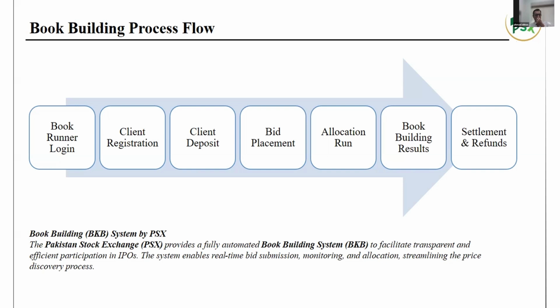See, so we give the system to the book runner, who is basically also the consultant to the issue, or the lead manager. We set up the system at PSX. The book runner logs in. There is client registration, and there is client deposit, then there's bid placement, and then we run the allocation. There are book building results, and ultimately settlement and refund. Obviously, bidders who are unsuccessful are refunded their amounts. This, in a nutshell, is the process for the book.